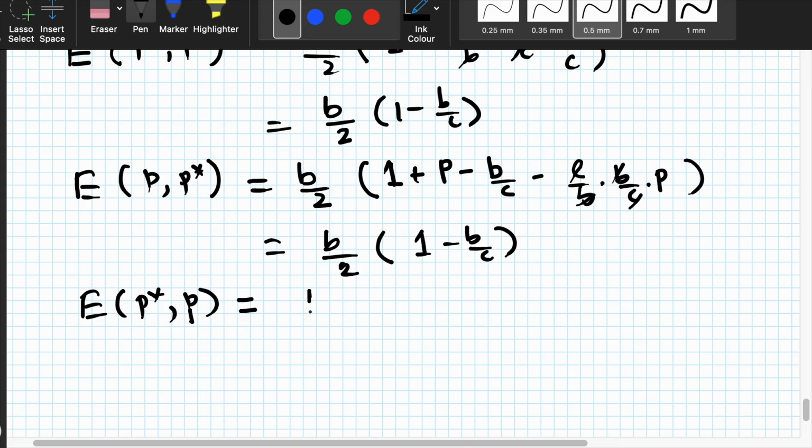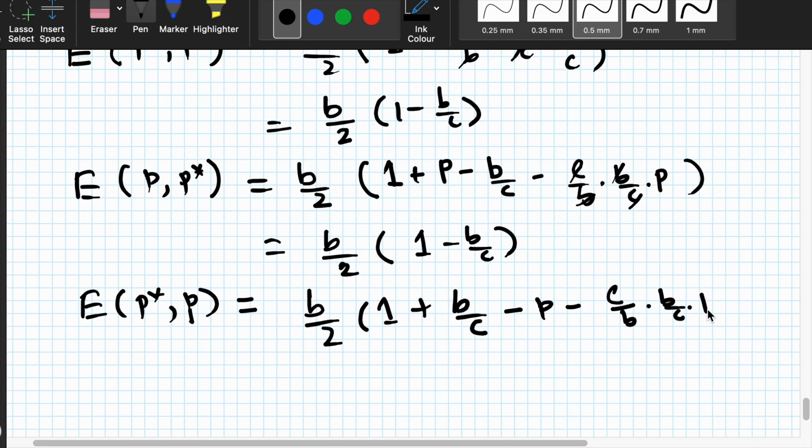So that will be b by 2 into 1 plus p star. P star means b by c. So b by c minus p minus c by p into b by c into p. So that will be 1 plus b by c, so this will be minus 2p.